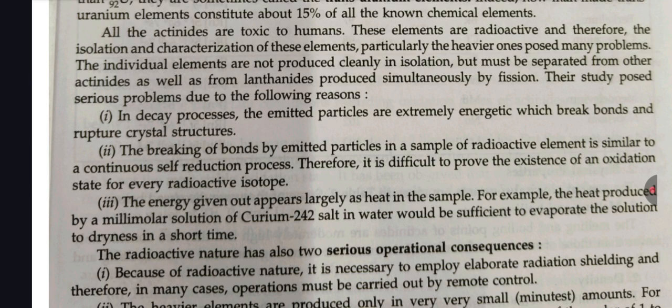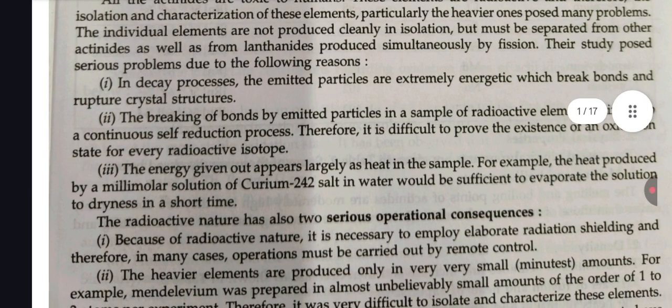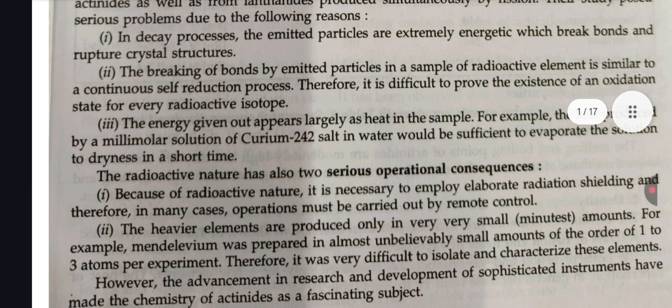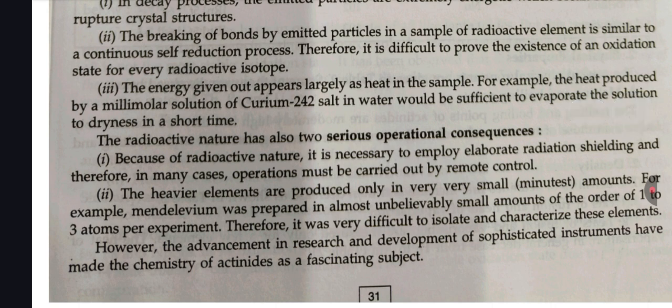These elements are radioactive and therefore the isolation and characterization of these elements, particularly the heavier ones, poses many problems. The individual elements are not produced cleanly; in the isolation, they must be separated from other actinides as well as lanthanides produced simultaneously by fusion. Their study poses serious problems due to the following reasons. First is the decay process, where emitted particles are extremely energetic, which break bonds and rupture crystal structure. Second, the breaking of bonds by emitted particles in a sample of radioactive element is similar to a continuous self-reduction process. Therefore, it is difficult to prove the existence of an oxidation state for every radioactive isotope.